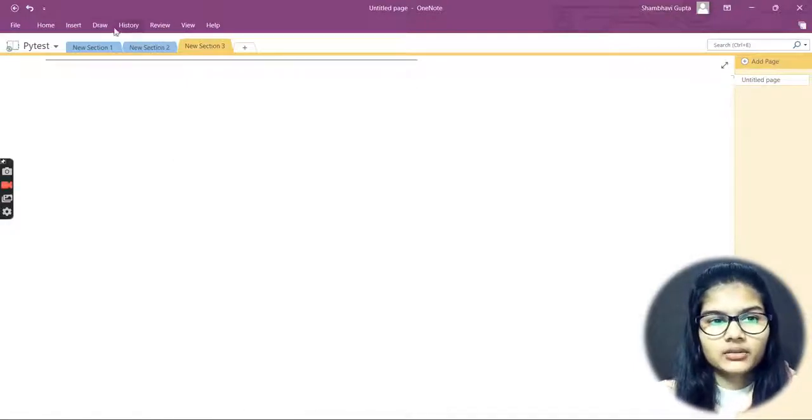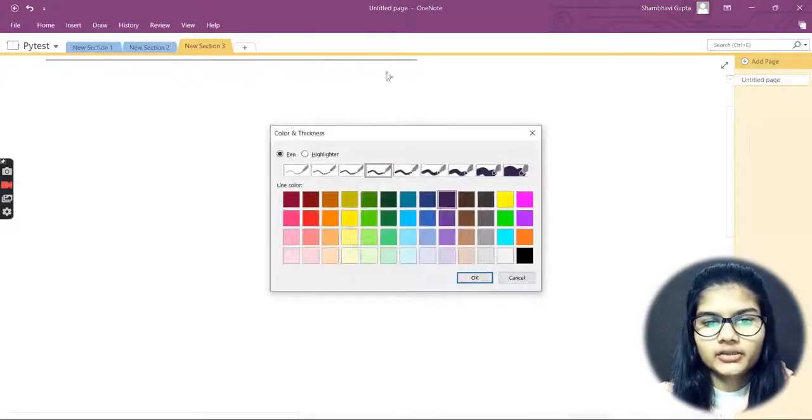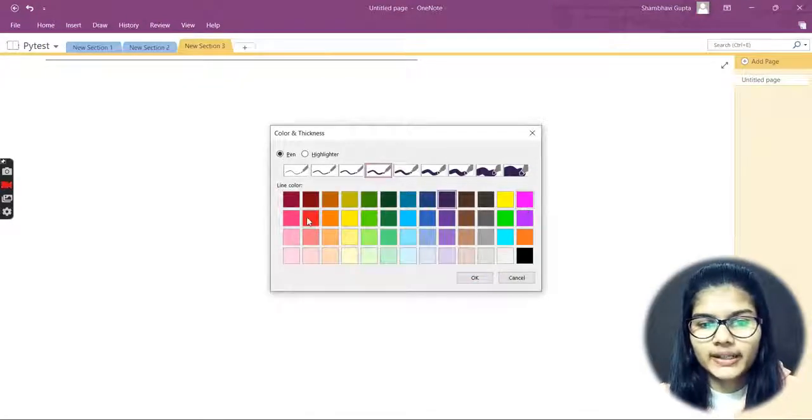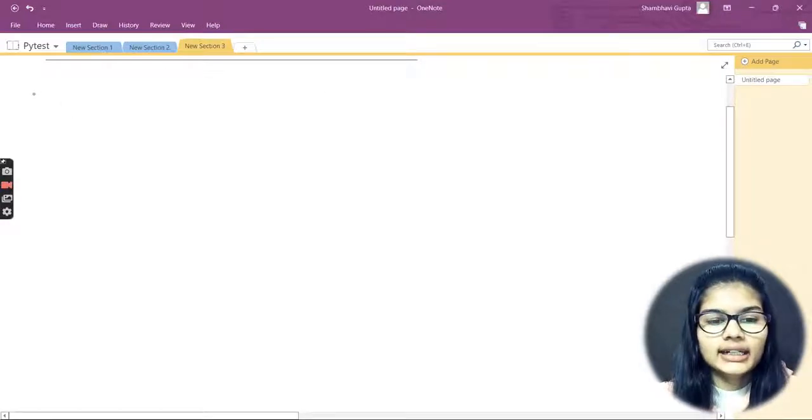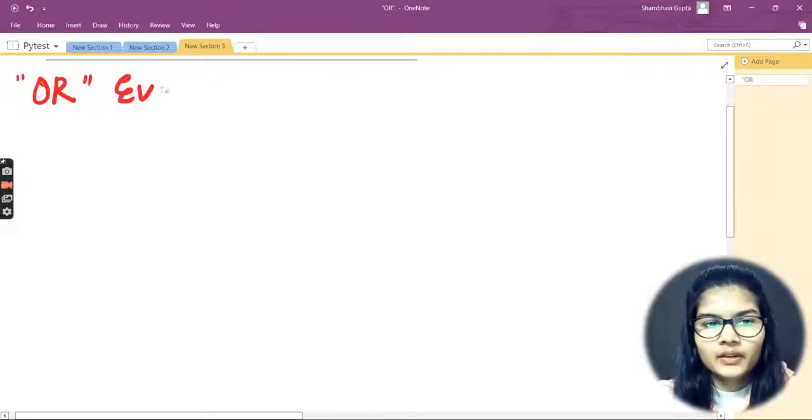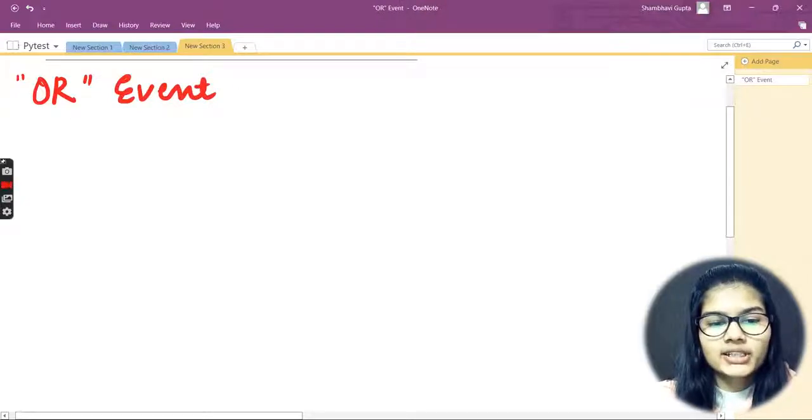Let me quickly take a new color here so that we can proceed with the writing. Pretty fine. Let me start here with the OR event. My very first event is the OR event. Now, what is an OR event? So what happens in that?